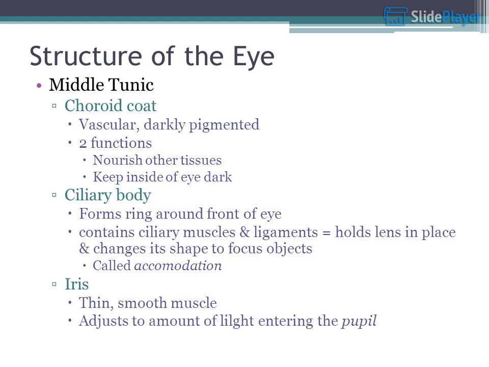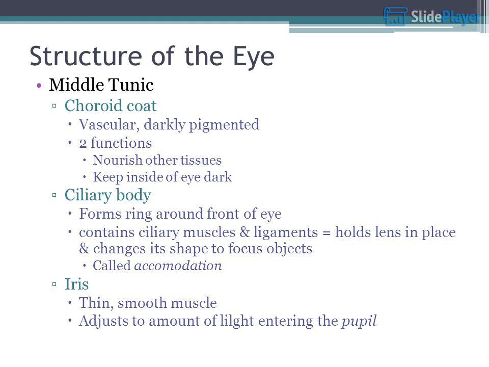Structure of the eye: middle tunic, choroid coat, ciliary body, iris. Choroid: vascular, darkly pigmented. 2 functions: nourish other tissues and keep the inside of the eye dark. Ciliary body forms a ring around the front of the eye. Contains ciliary muscles and ligaments, which hold the lens in place and change its shape to focus on objects.